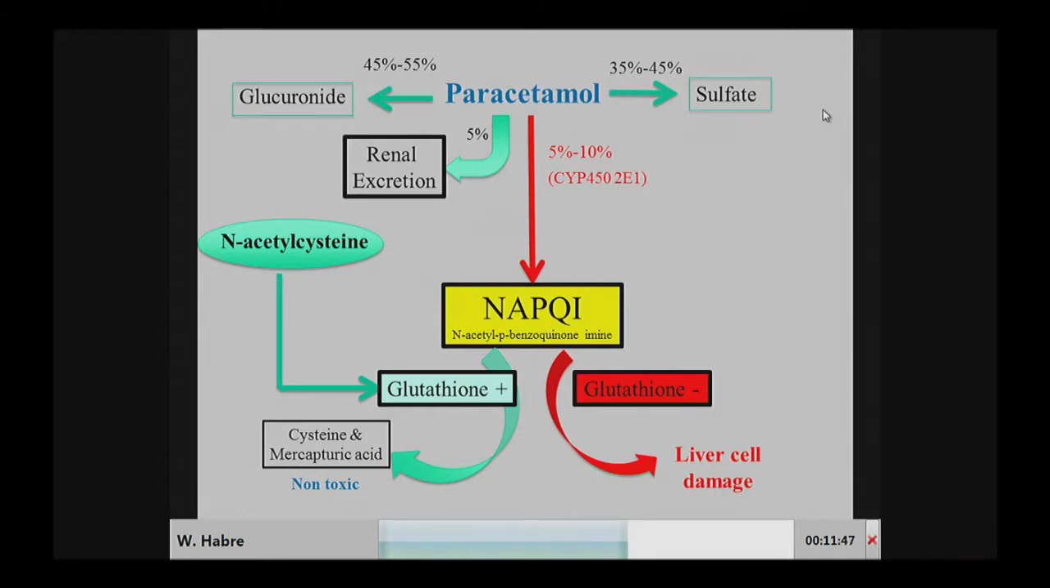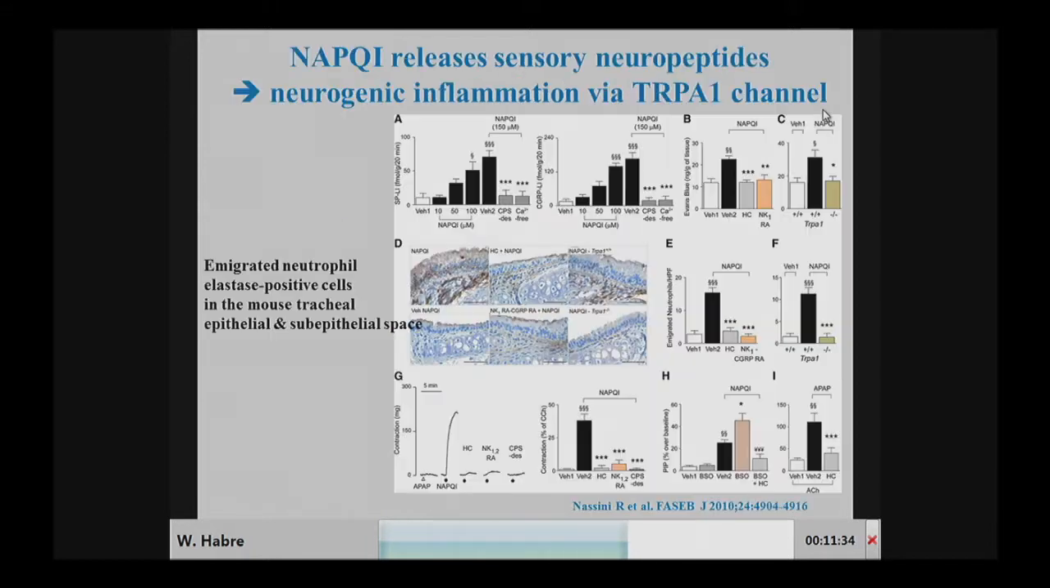You know, I spoke to you about the reactive oxygen metabolites. When you use high oxygen, you do screw up the glutathione, excuse me for the term. So that will increase NAPQI. NAPQI is actually nasty because it releases sensory neuropeptides and leads to neurogenic inflammation via the TRPA1 channel, the transient receptor potential A channels, which play a major role in airway physiology.